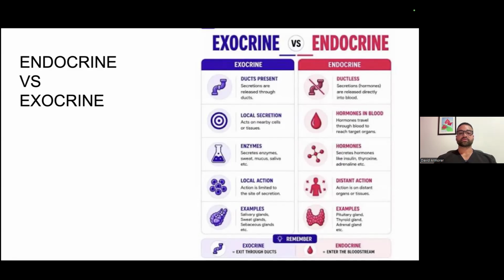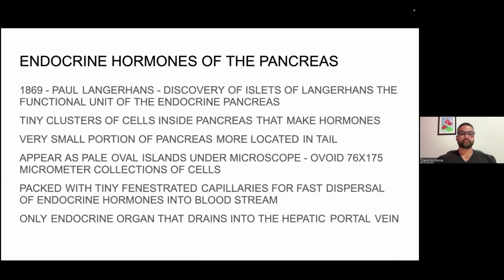Some examples of the exocrine glands would be the salivary glands, sweat glands, sebaceous glands. Some examples of the endocrine glands would be the pituitary gland, the thyroid gland, the adrenal gland, the gonadal system, and tonight we will hear about the pancreas and the liver.